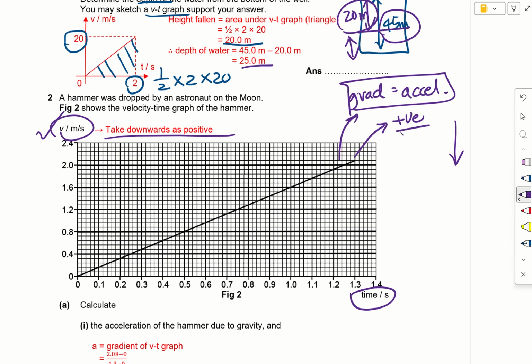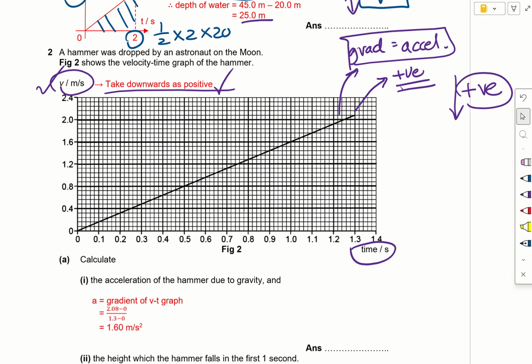So if the gravitational acceleration is positive and is acting downwards, therefore motion is downward motion is positive. That's why over here take downwards as positive. So in this case, because the graph is given, we have to take downward as positive. They want us to calculate the acceleration of the hammer due to gravity.